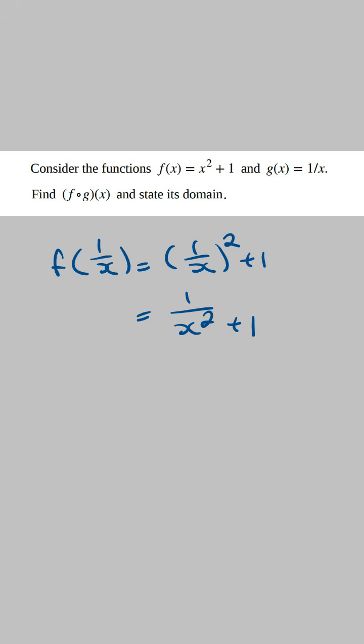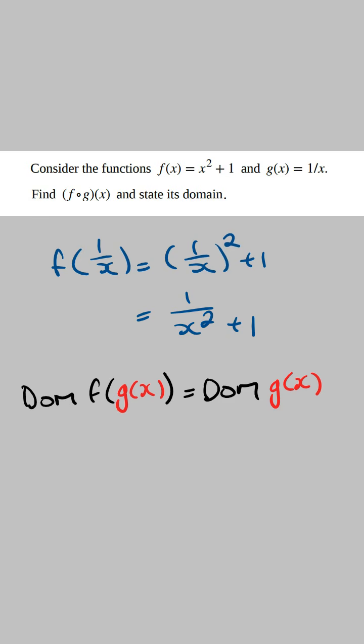The domain of a composite function is equal to the domain of its inner function, and so the domain of f(g(x)) is going to equal the domain of g(x). g(x) is a basic hyperbola, and so its domain is going to be all real numbers except for x equals 0. And so therefore the domain of f(g(x)) is going to be for x values where x is all real numbers except for 0.